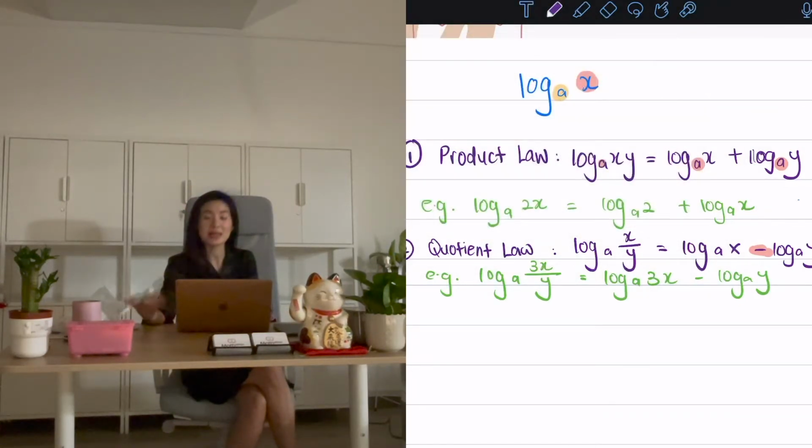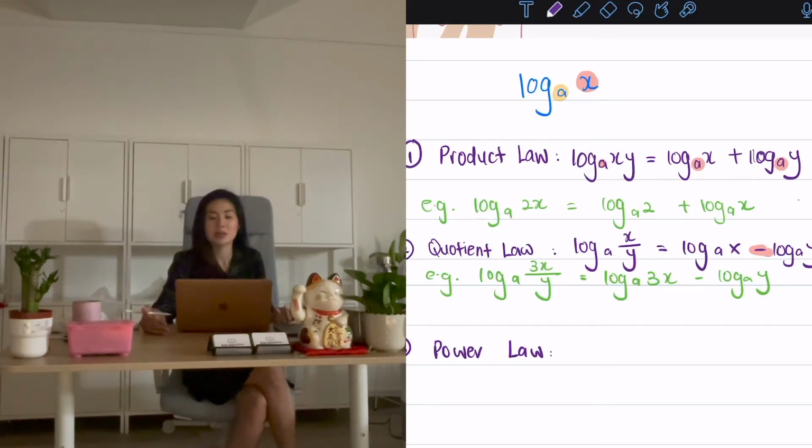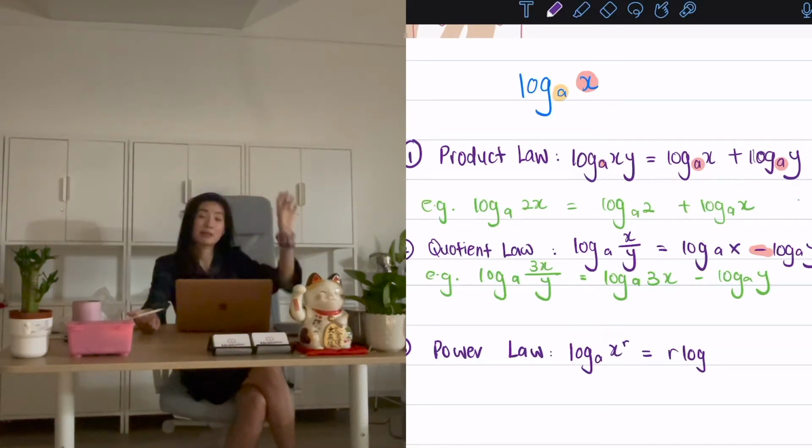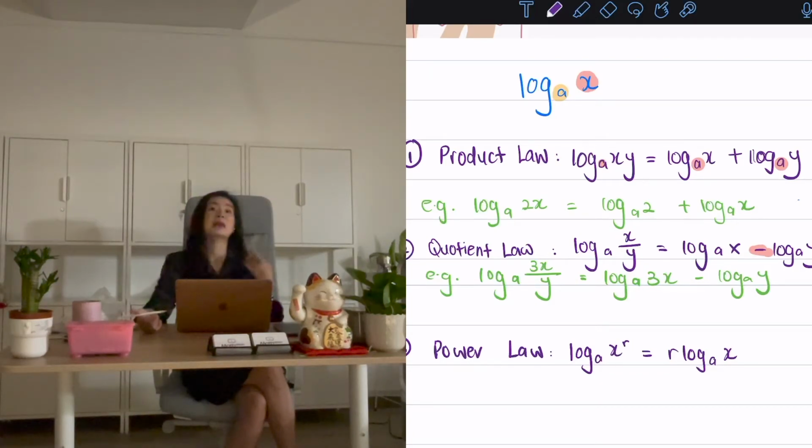Okay, so next we also have the power rule. So what is the power rule? If I have log a x to the power r, I can eventually bring down the r from the power to put it at the front. So I will have r log a x.